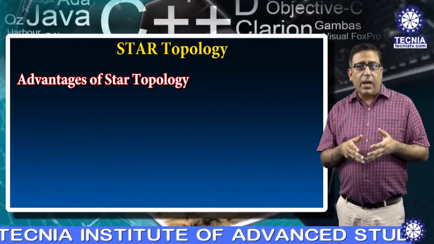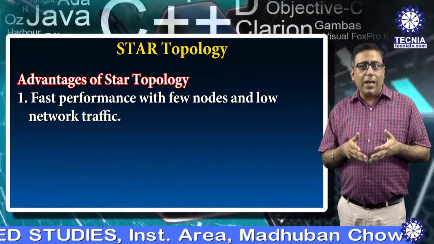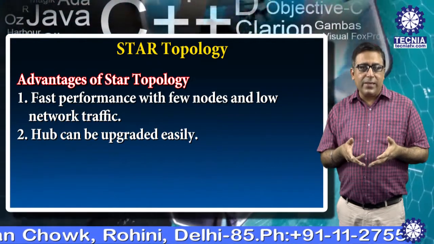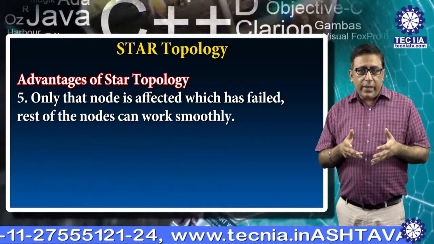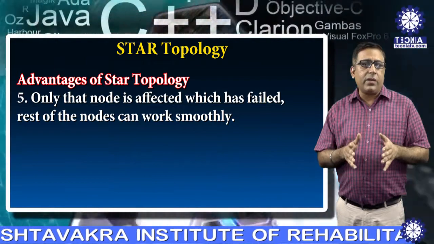Now we are discussing the advantages of star topology. Fast performance with few nodes and low network traffic. Second point is the hub can be upgraded easily, easy to troubleshoot, easy to set up and modify. Only that node is affected which has failed. Rest of the nodes can work smoothly.